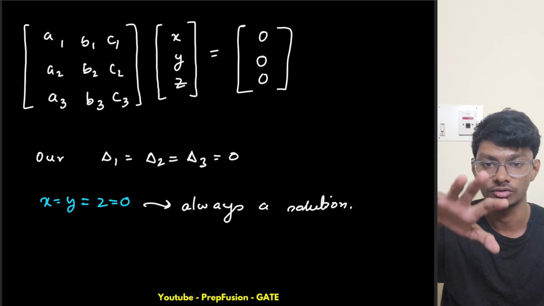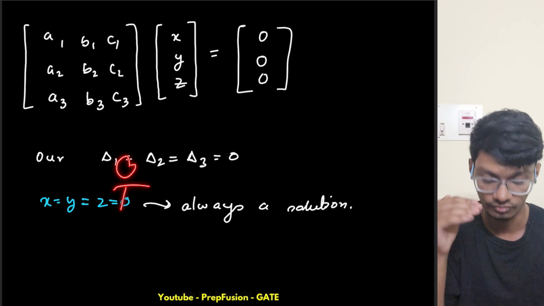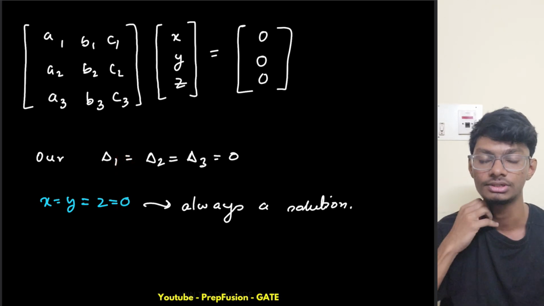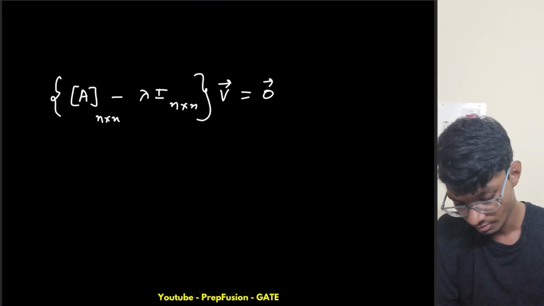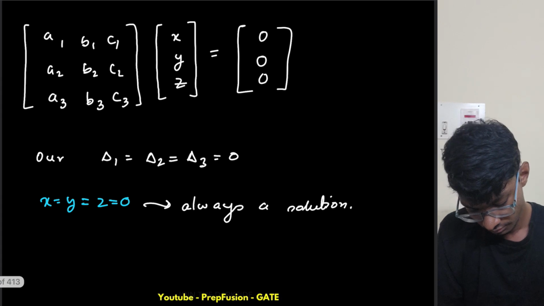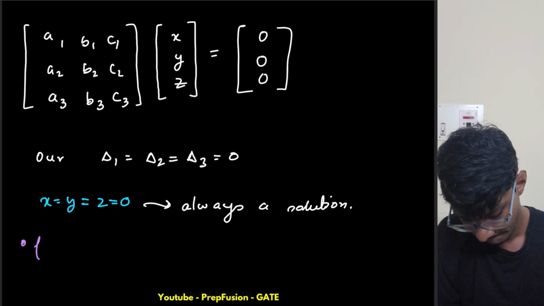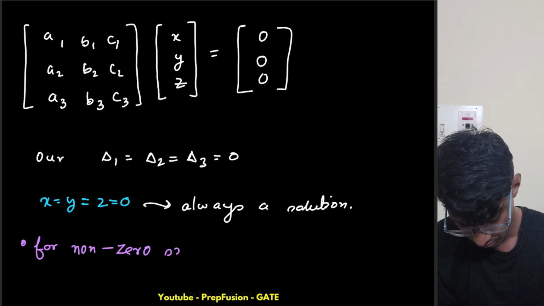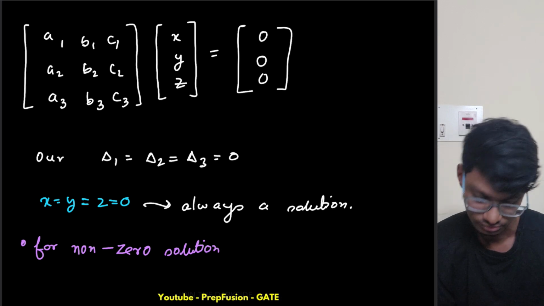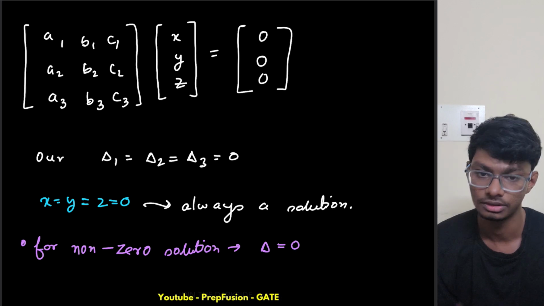Not finite, but non-zero solution, because if the determinant is finite, then 0 by finite we get 0 only. So I don't want that. I want something else, some non-zero solution. So for non-zero solution, what I do is make delta equals to 0.